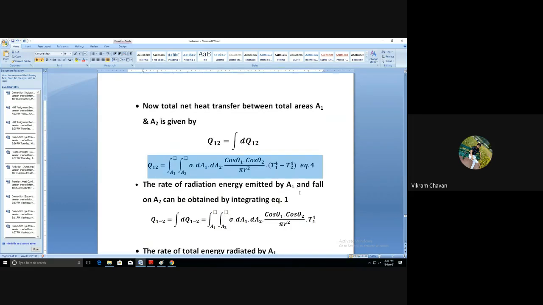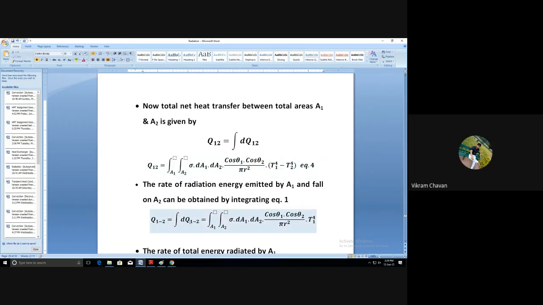Okay, what energy is released in the direction in which the other body is placed, that amount of energy we have to determine. Okay, that is nothing but the rate of radiation energy emitted by A1 and falling on A2, which can be obtained by integrating equation number 1.